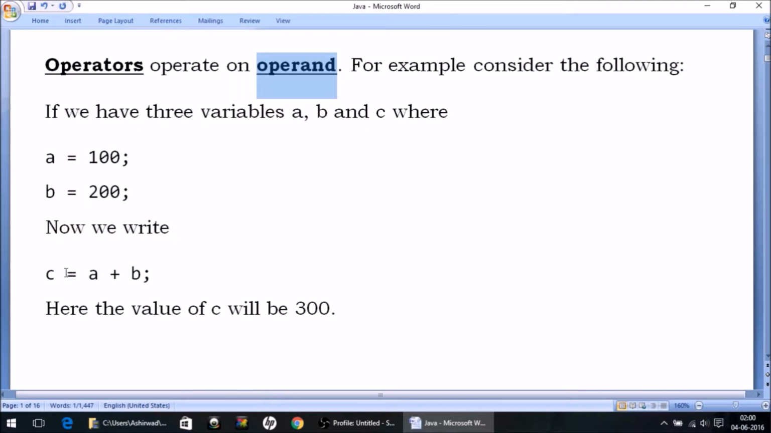Fine. The equal to sign is also an operator. It is operating on c, and whatever result we get here as the addition of a and b. So operators operate on operands. I hope the meaning of the word operand is clear to you now.